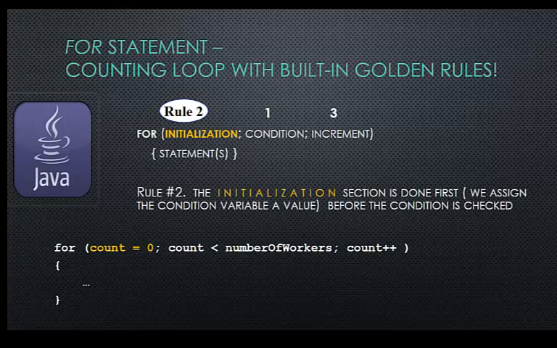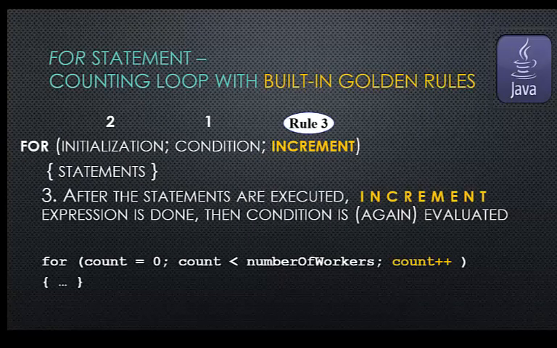Our second rule was the priming read rule. In other words, we needed to initialize the value of the condition variable before we checked it. That too is covered in the for statement as the first section. We see here that we set the count initially to 0. This section is done first. We assign the condition variable a value before the condition is checked.